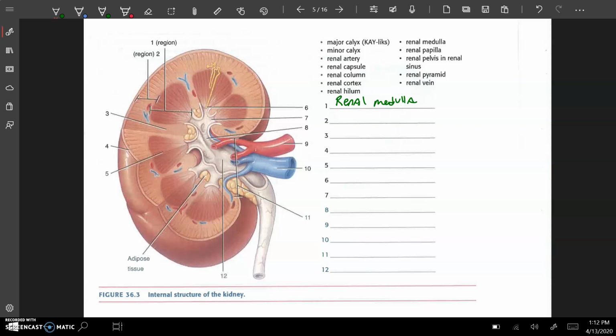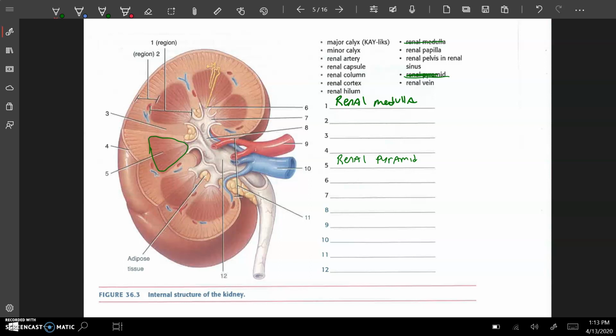I want to jump to number 5 because the renal medulla is made up of these structures here, and we're going to call those renal pyramids. So cross off renal medulla, renal pyramid. I guess it's only one, so we can, okay.